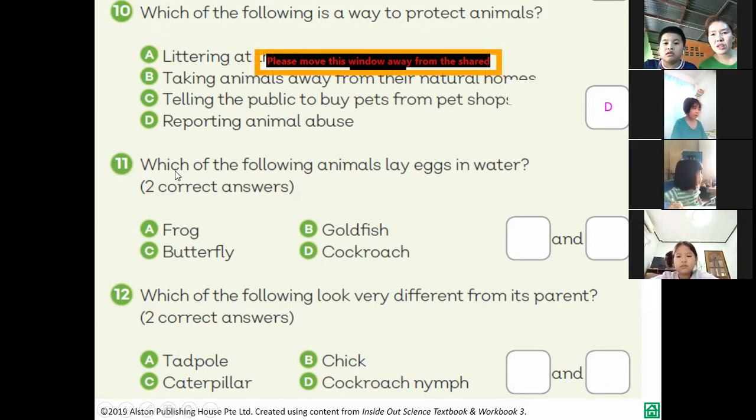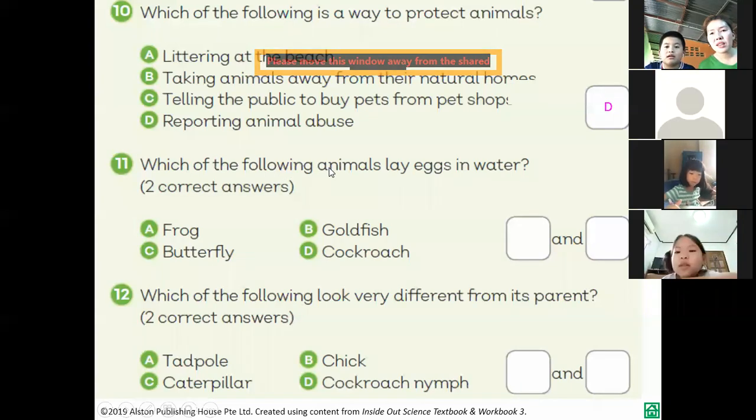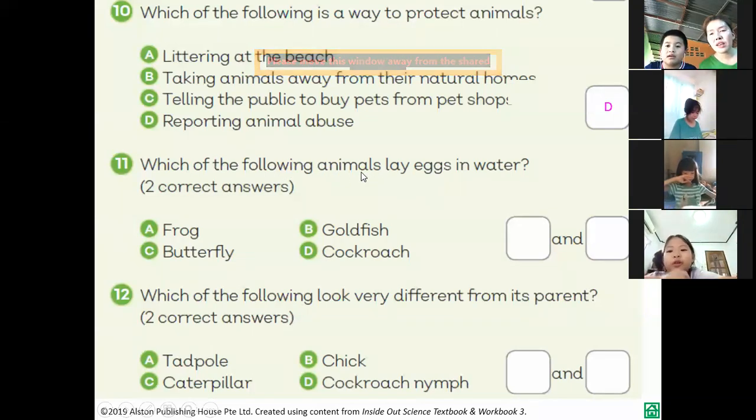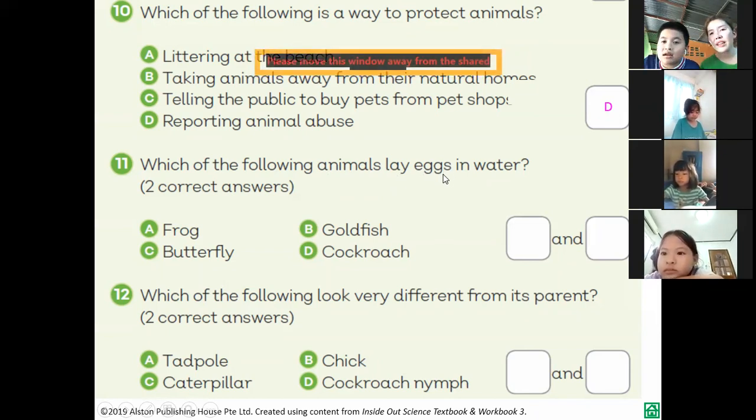You read the question. Which of the following animals lay eggs in water?